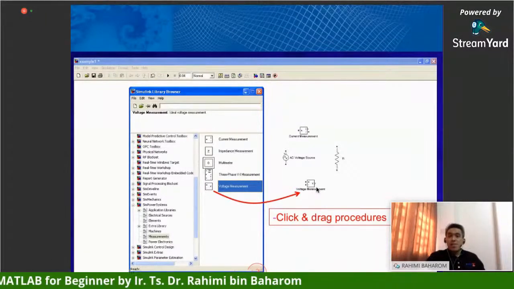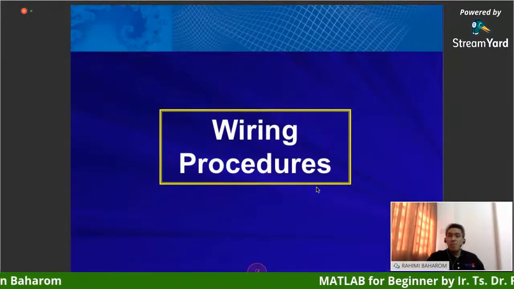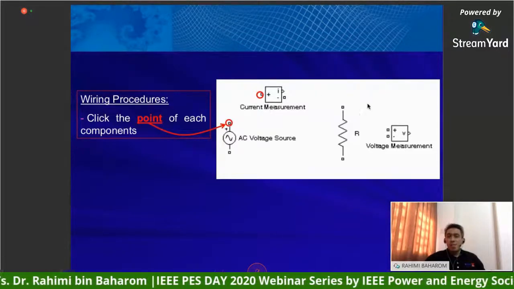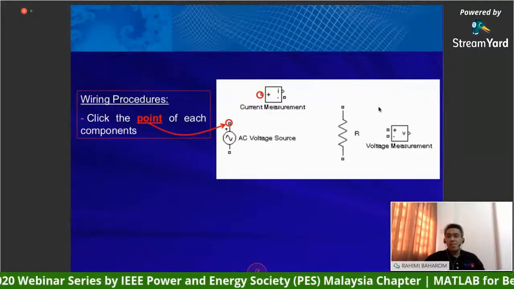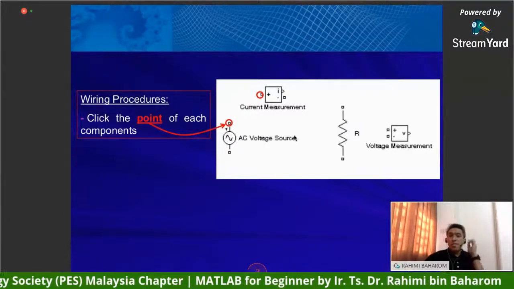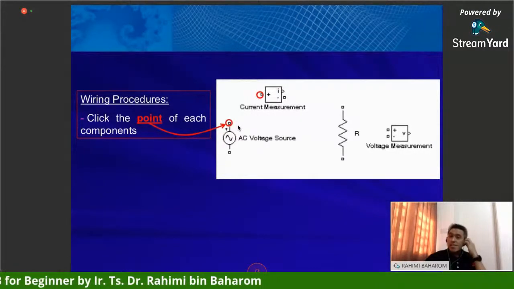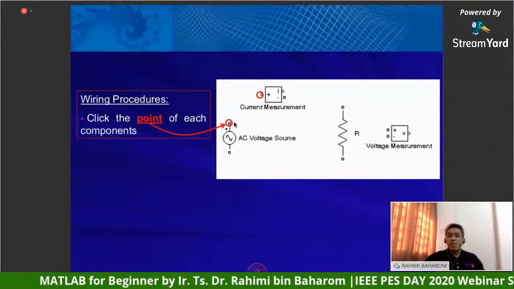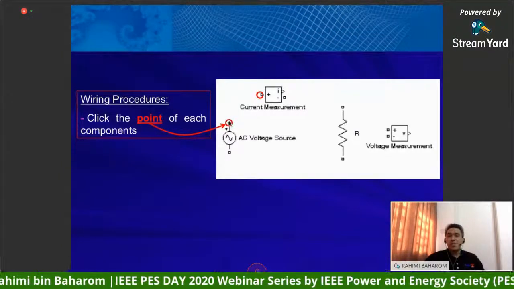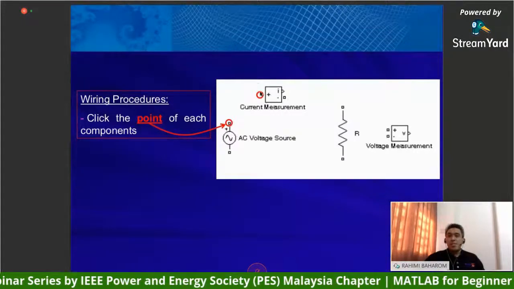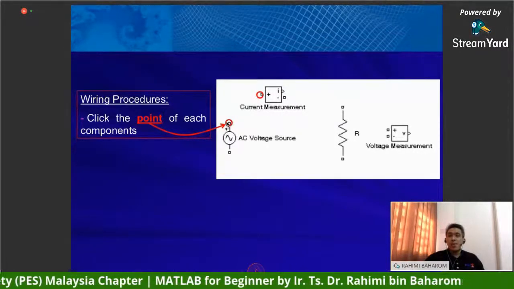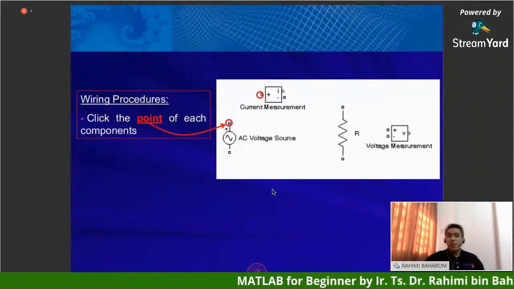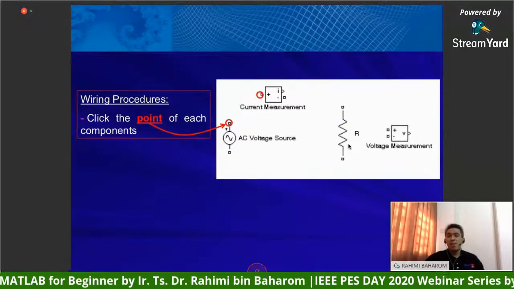So how to connect the components, or how to perform the wiring procedure? First, you have to rearrange all of these components. To perform wiring, just click at the connection point of each component. Each component has connection points. This is the connection point for the AC voltage source, and this is the connection point for the current measurement. Just click at this point and then click until this point, then you can perform the wiring and connect all of these components.